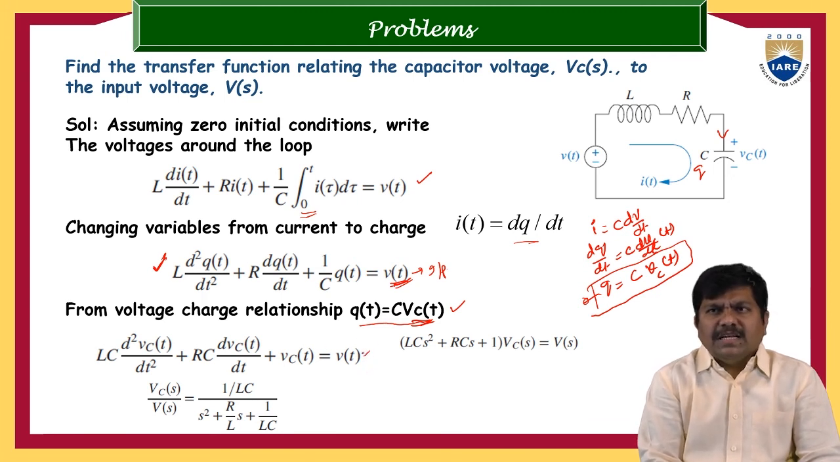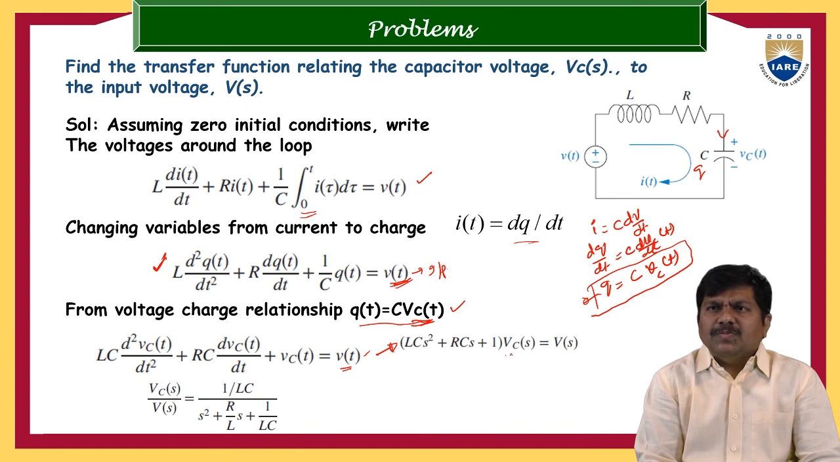Once the Laplace transform is applied, we get (LC s square plus RC s plus 1) VC(s), taking VC(s) as common. On the right side, v(t) is there, and applying the Laplace transform, this becomes V(s).